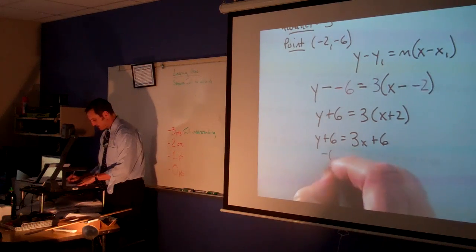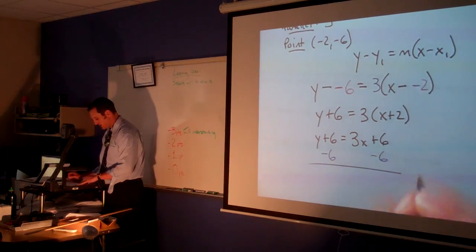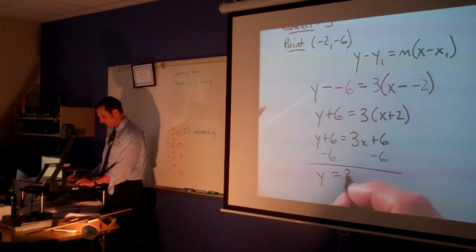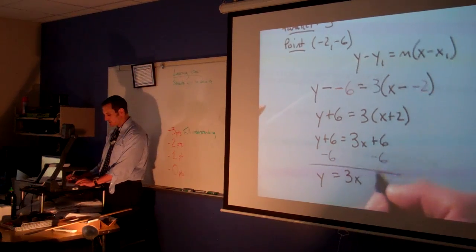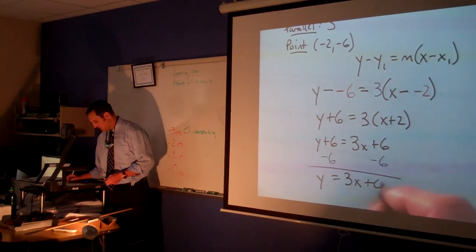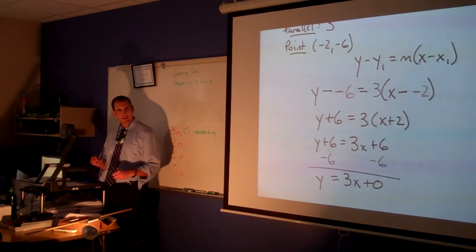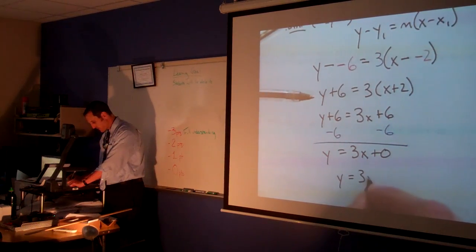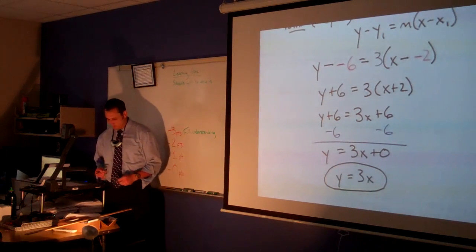We can subtract 6 on both sides, leaving us with y equals 3x, and plus 6 minus 6 cancels completely. 3x plus 0. And we can clean up this mess as well, because 3x plus 0 is simply 3x. There is our equation in slope-intercept form.